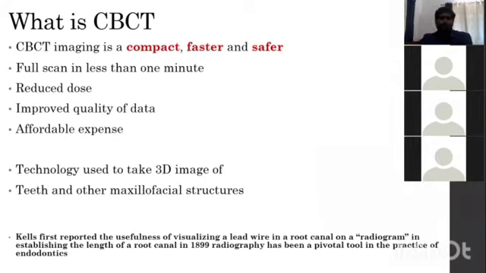CBCT is a compact, faster, and safer imaging technology when compared to other advanced imaging modalities. Compact means the machine size is very small. You can compare it with an OPG machine, when comparing to other advanced imaging modalities like CT and MRI. And it's a faster imaging technology: we will get a volumetric image or a full scan in less than 1 minute.